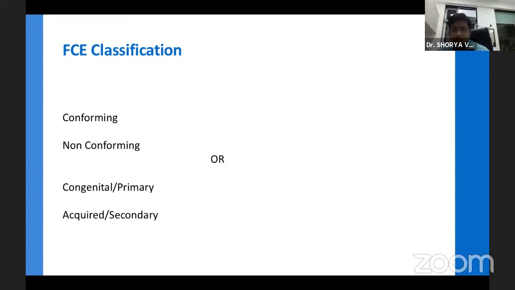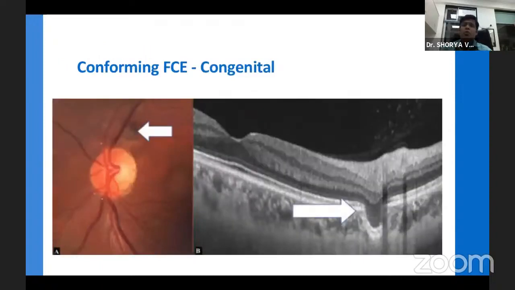So I'll just be discussing a few cases. So this is one patient who came just for an eye checkup, for a refractive checkup, and we found a pigmented lesion just above the disc, and on OCT you can see that there is a cavity and the retinal layers are conforming to the cavity. So it is probably a conforming focal choroidal excavation, which is congenital because he did not have any other associated pathology.